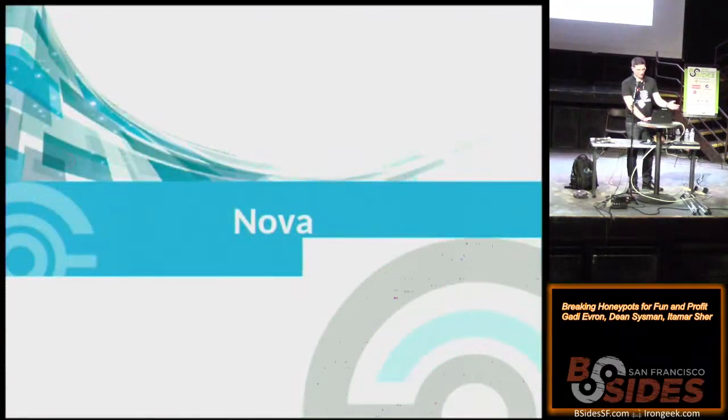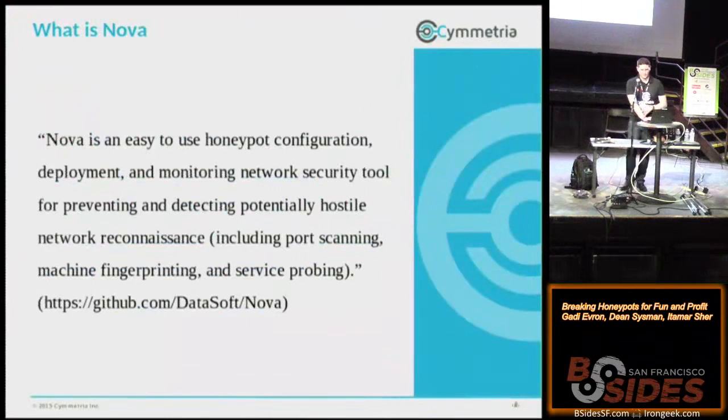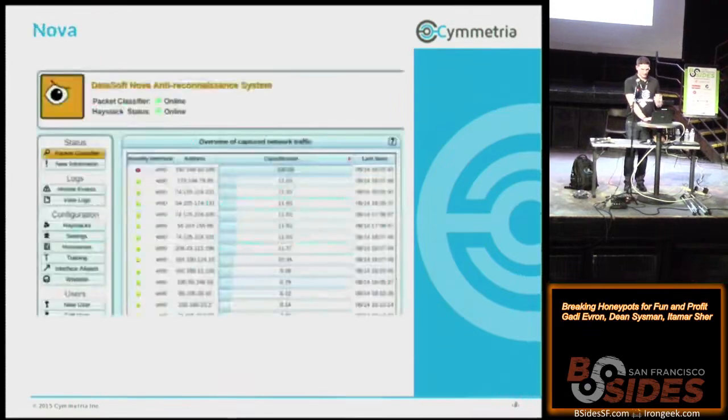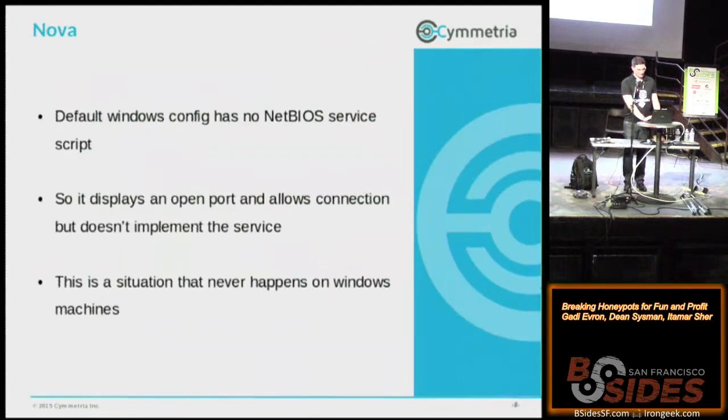Next up is Nova. Nova is actually a pretty cool tool. What it does is take HoneyD and a bunch of other open source tools which are not trivial to configure, put them all together with a graphical interface, and give you very easy to use tools. So for example, you can just create a Windows machine on your network, a Linux machine, and set them up very easily with wizards and get them going.